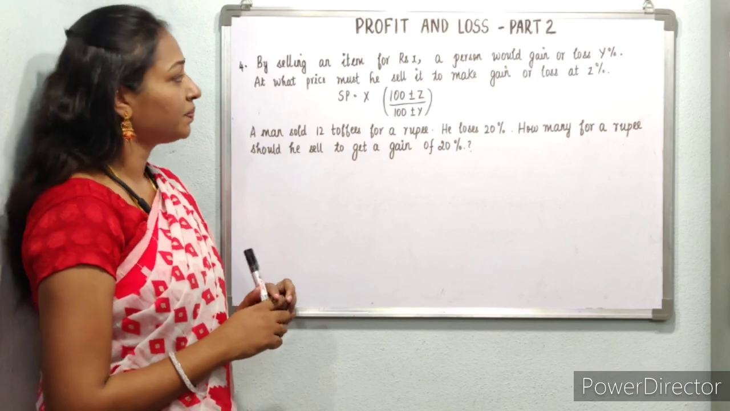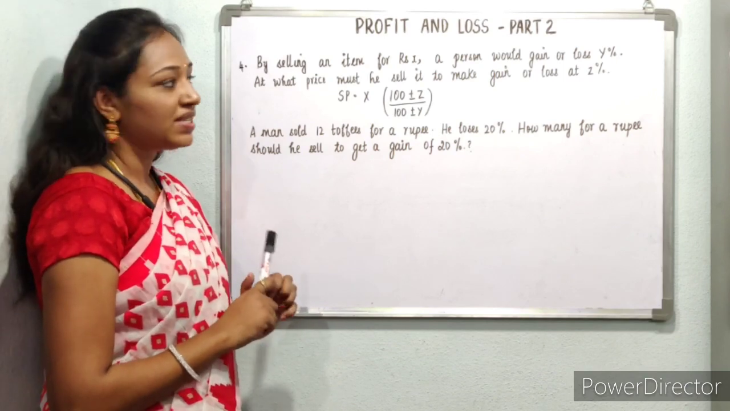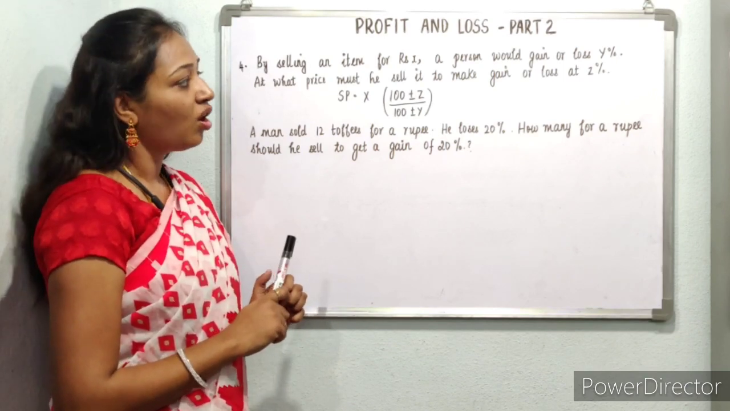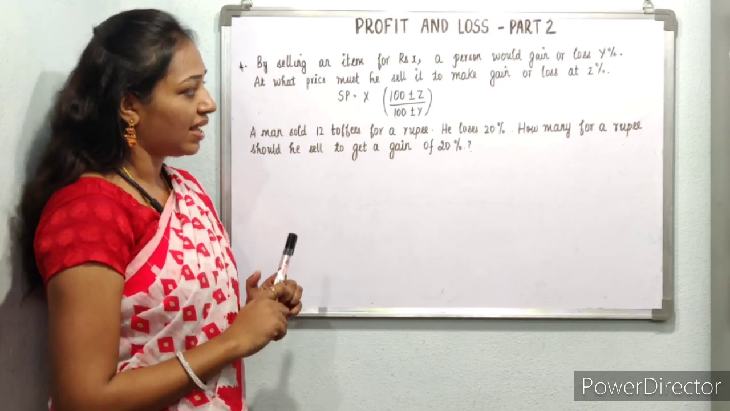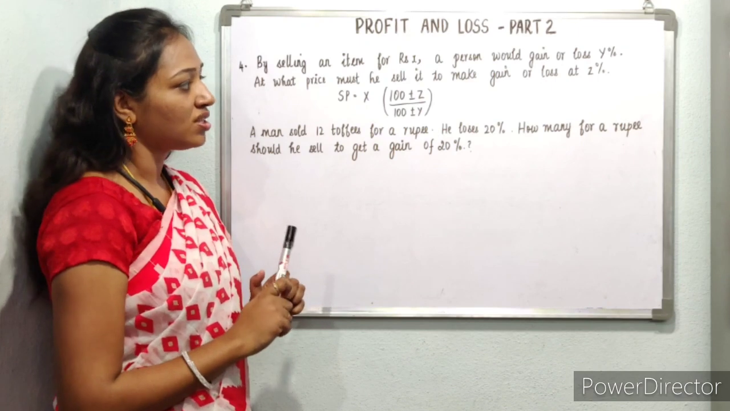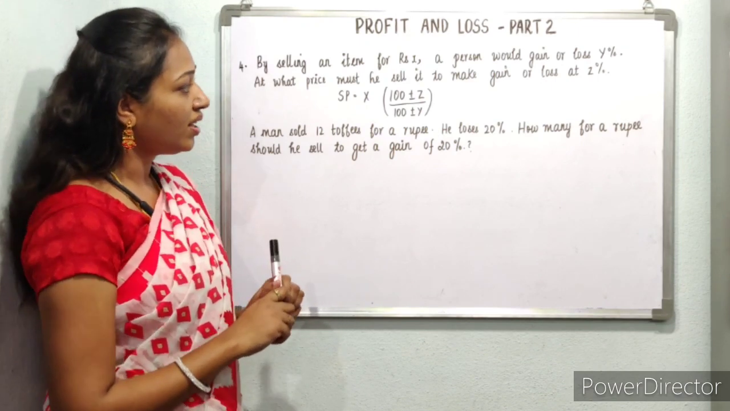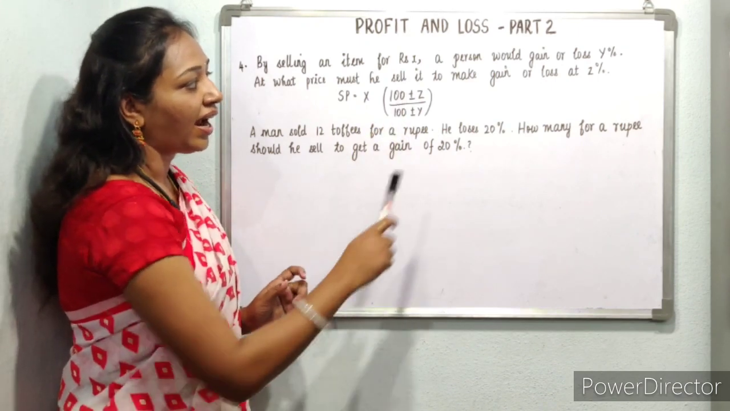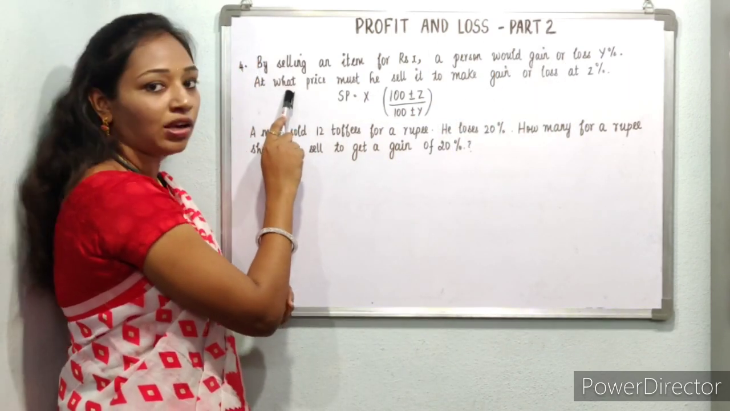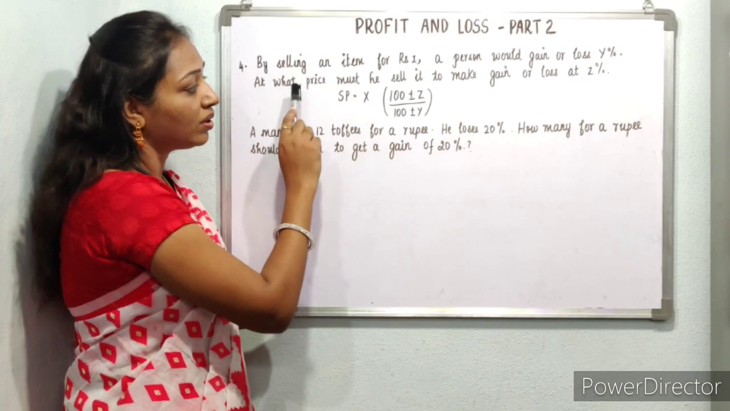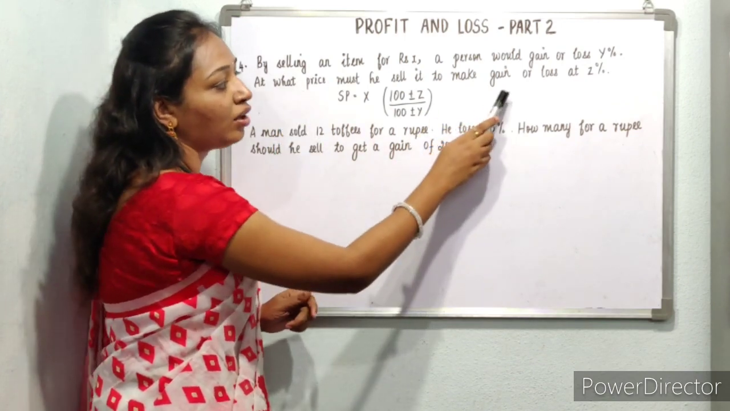The next formula: by selling an item for rupees X, a person would gain or lose Y percentage. At what price must he sell to make a gain or loss at Z percentage? So what is given here? The price is given and a person would gain or lose Y percentage. Okay. So they are asking for the selling price that he must make to get a gain or loss at Z percentage.